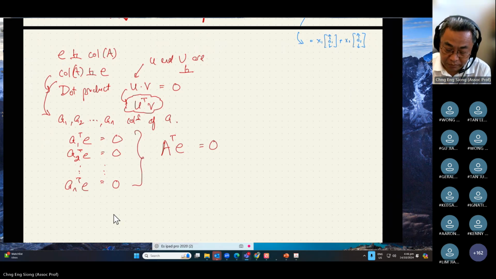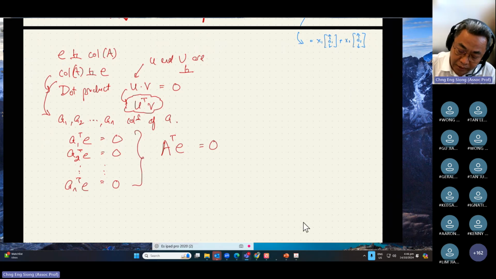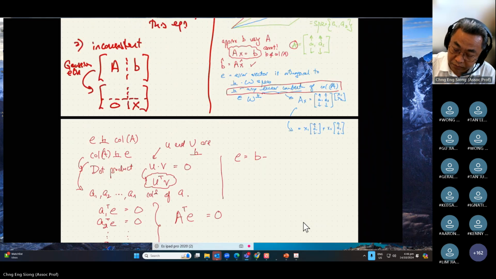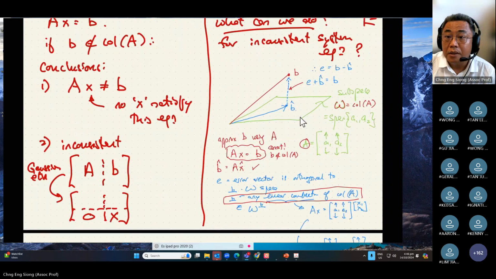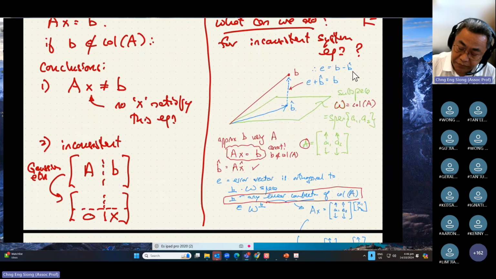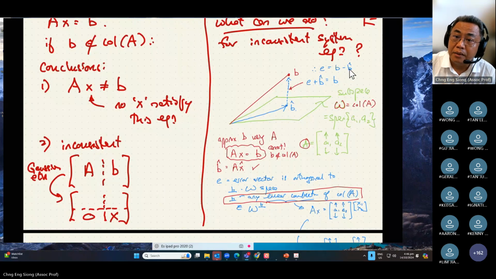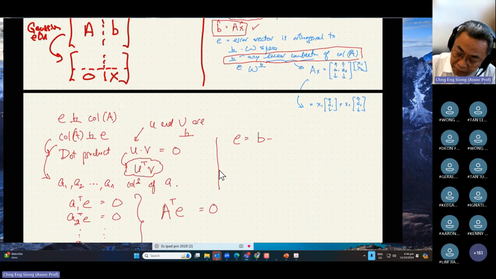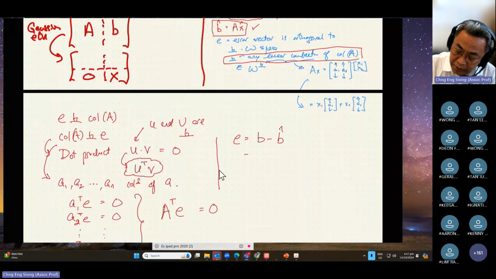Right? What is E again? E equals B minus what? Let's go up. E equals B minus B hat. This one. B hat equals to this. So B minus B hat is B minus A x hat. So far okay?